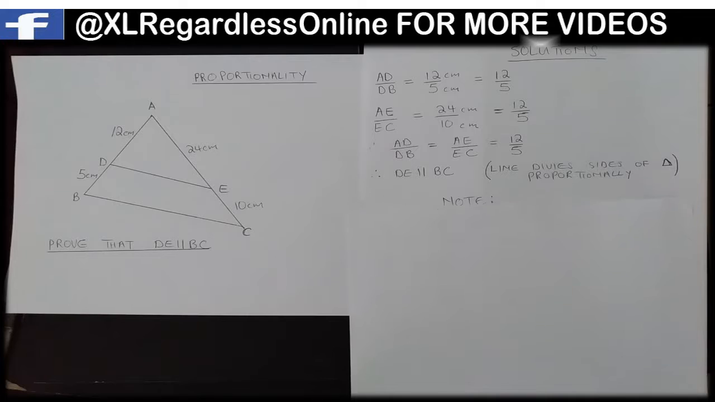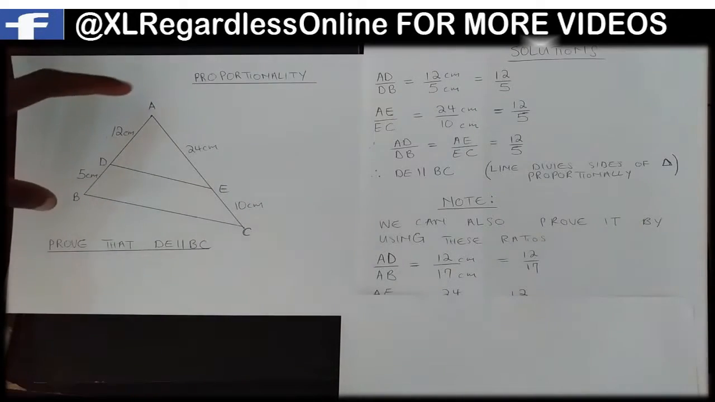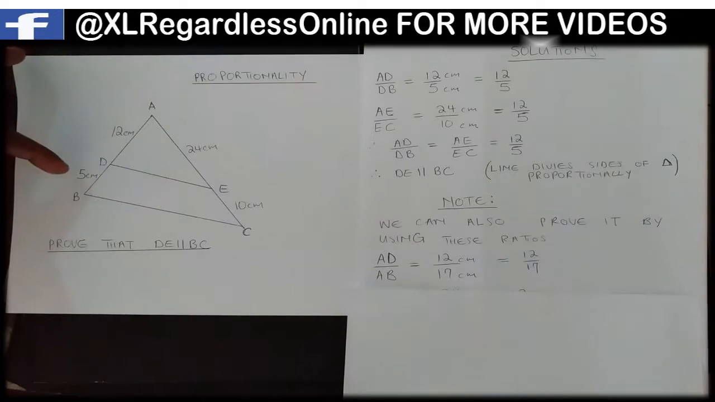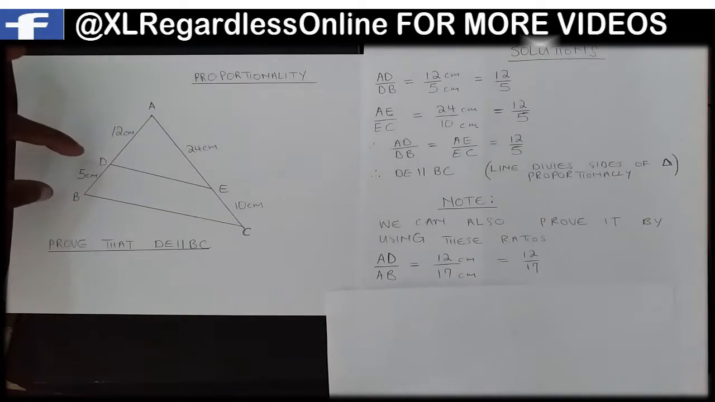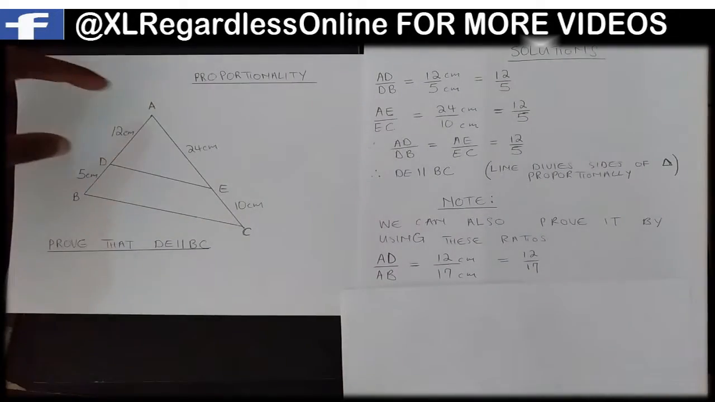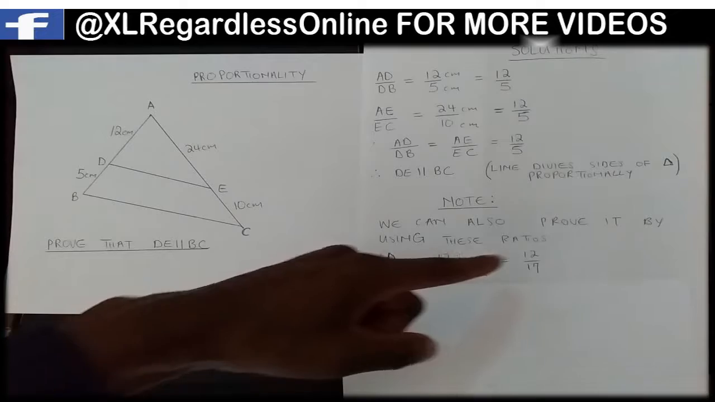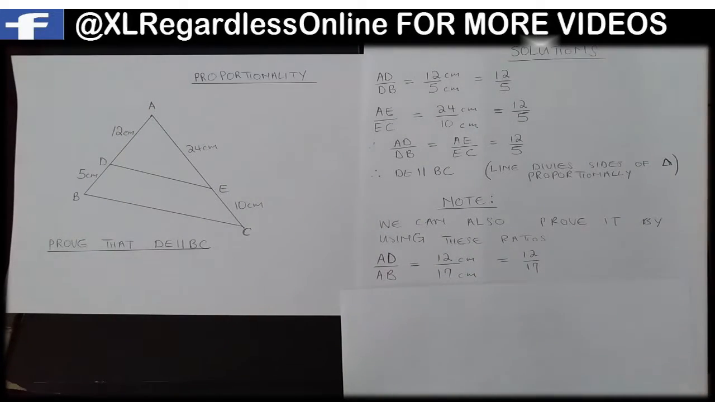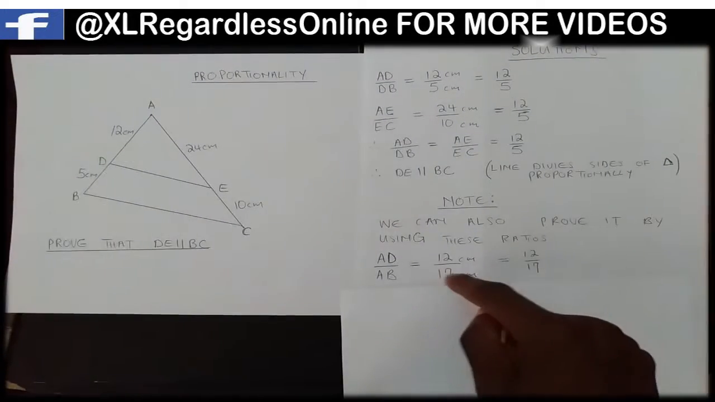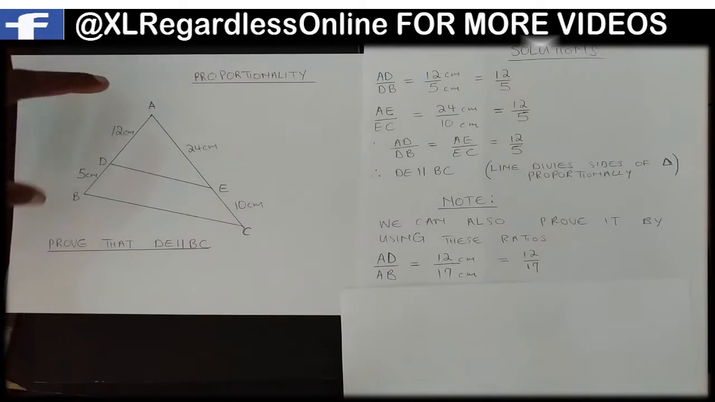So when we use that ratio, we find that AD is 12 centimeters, and then AB, when we add 12 plus 5, how much will it give us? It will give us 17, right? So we are going to have AD, which is 12, and AB, which is 17. When we simplify it, it gives us 12 over 17, right? That's the ratio of the top all over the whole side.